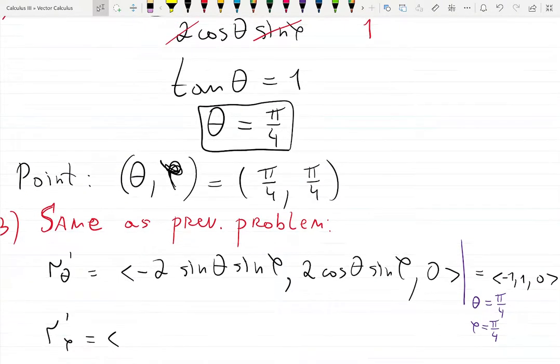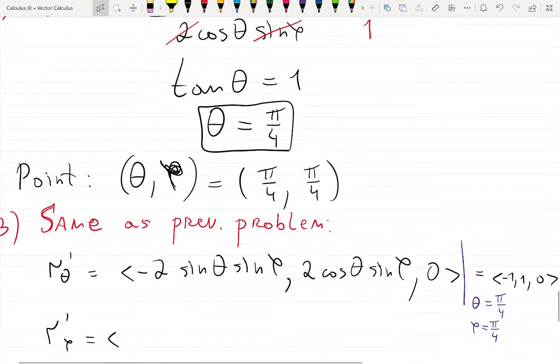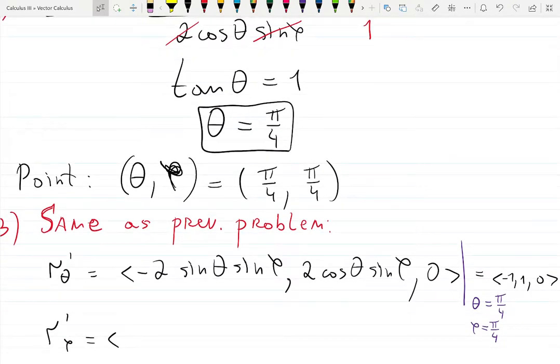That's still 0 to 2 pi. Yeah, it's fine. But usually we just choose the easy one. Good question. 5 pi over 4. Would that mean there are two possibilities? Yeah. Parametrization is not unique. That's a good question. Point is unique though.